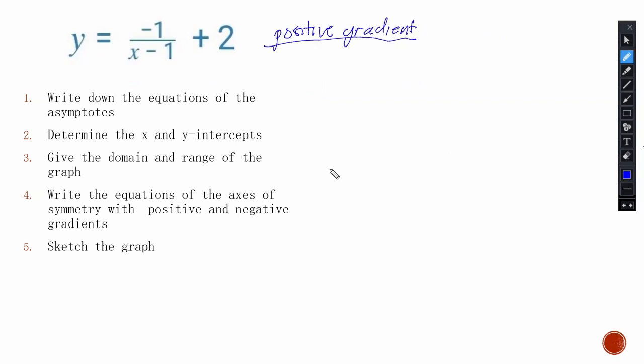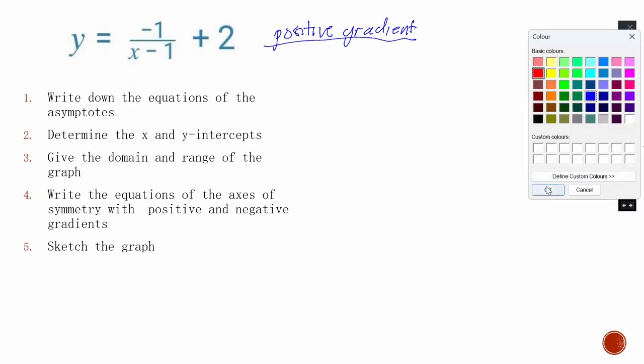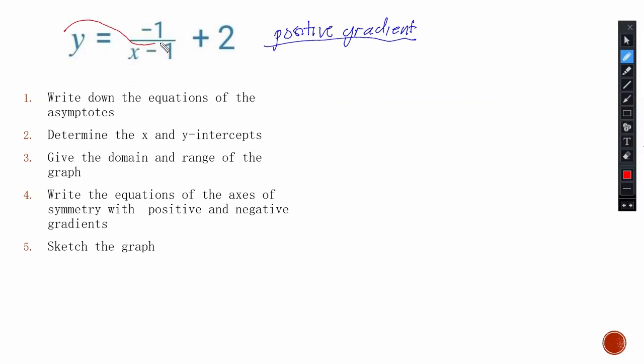So positive gradient, we said the bus method means that we take this, right? We take this here. We take this. And then we are going to say y is equal to x minus 1, then plus 2. And then y is equal to x plus 1. So we are done with the one with the positive gradient.